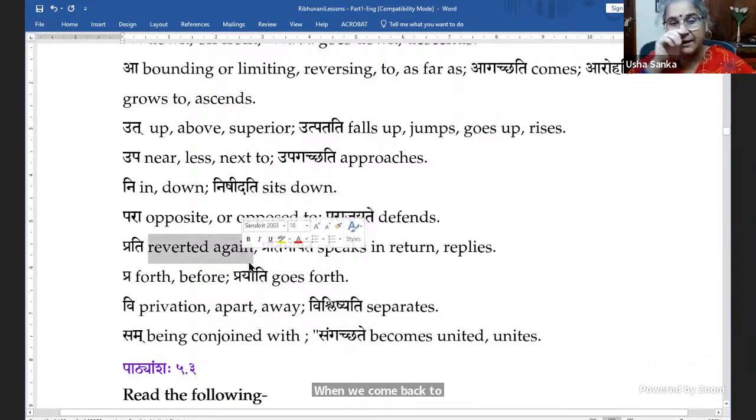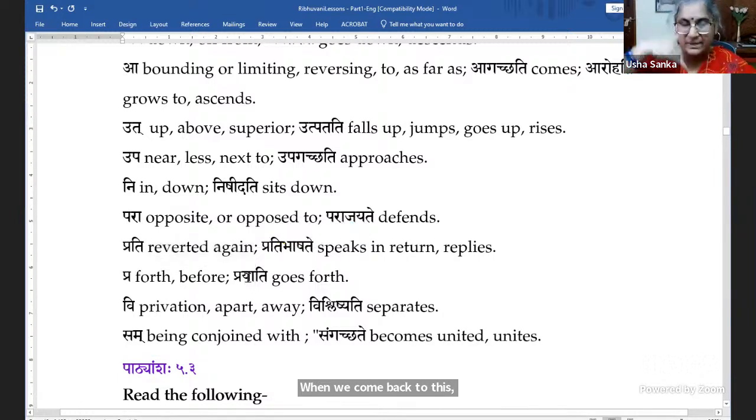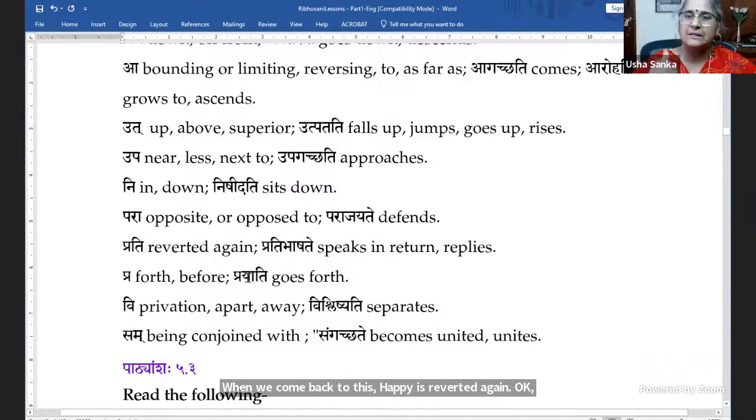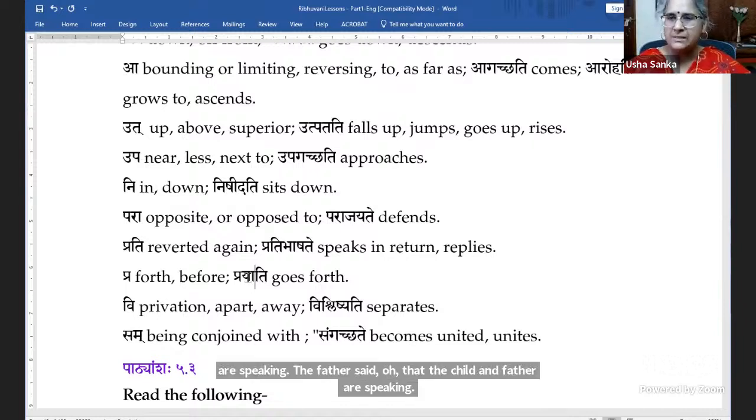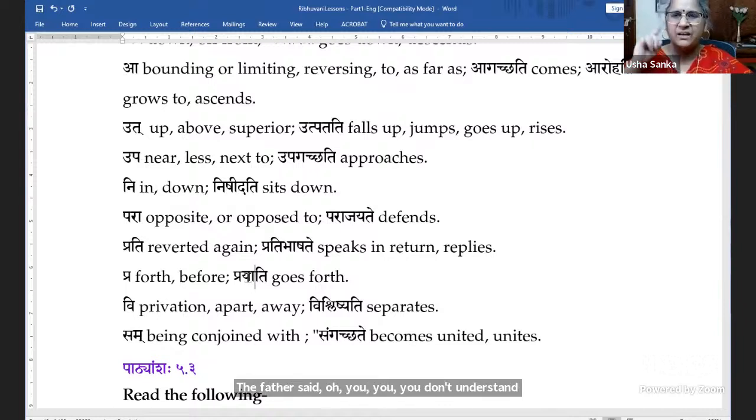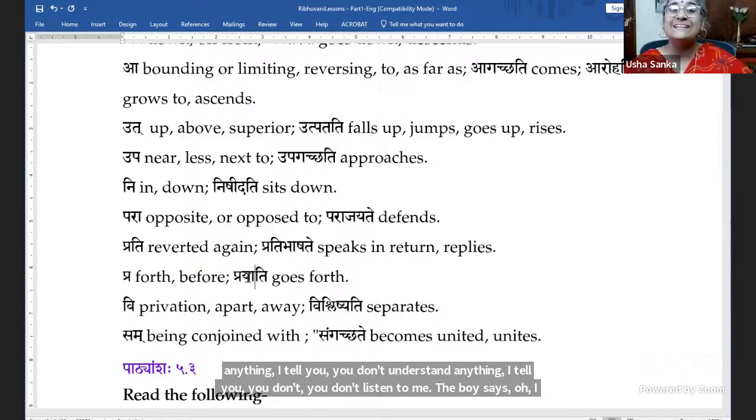Prati is reverted again. Okay, Prati is back, reverted again in the reverse way. Prati bhashati. So Prati vadati. I speak, you speak. So the child and father are speaking. The father tells, oh, you dumb guy, you don't understand anything. I tell you, you don't listen to me. The boy says, oh, I can hear you well. My ears are fine. Why do you shout? So that is pratibhashate. He is like saying opposite to what the father said.